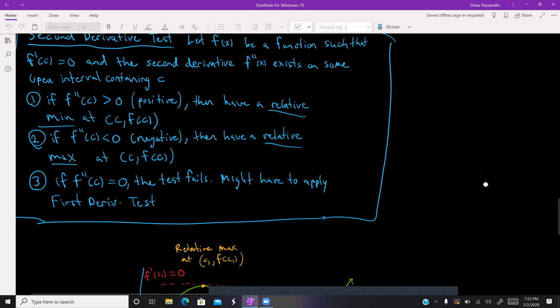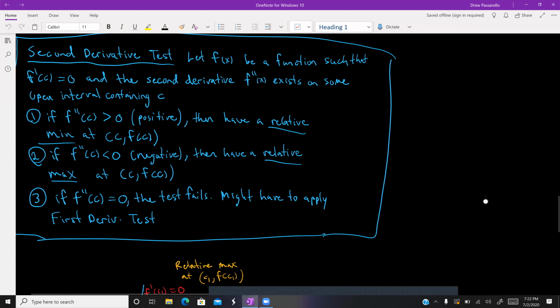And to reiterate, you have the three scenarios. If the second derivative at the critical number is positive, then you have a relative min at the critical number. If the second derivative at the critical number is negative, then you have a relative max at the critical number. And if the second derivative is equal to 0, the test fails, and it might not be a relative min or a relative max. You would have to use the first derivative test to conclude that.